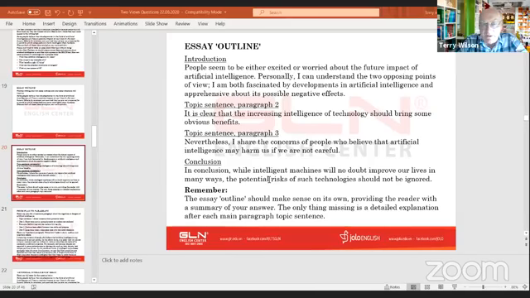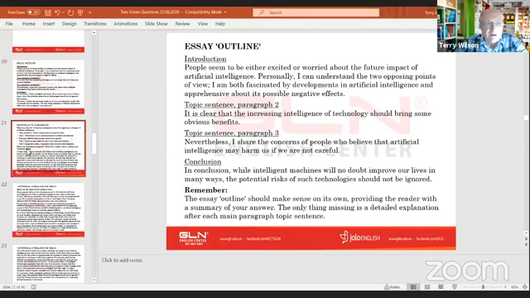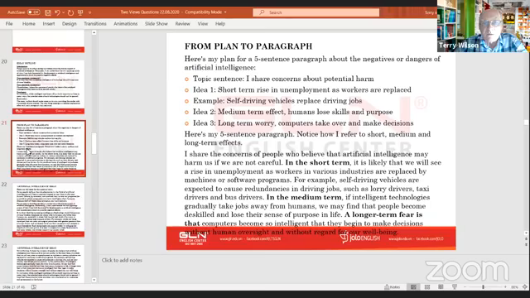So, just a little tip to remember: the essay outline should make sense on its own, providing the reader with a summary of your answer. So the only thing missing from your essay outline is a detailed explanation after each main paragraph topic sentence. So let's go to looking at the paragraphs. Again, we're looking at 5 sentences here, which is what the British Council advises students to do.